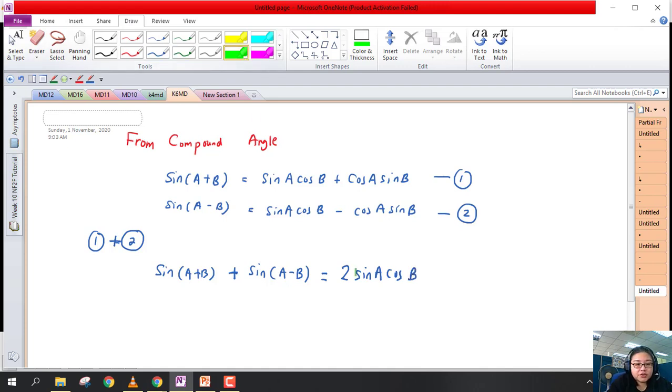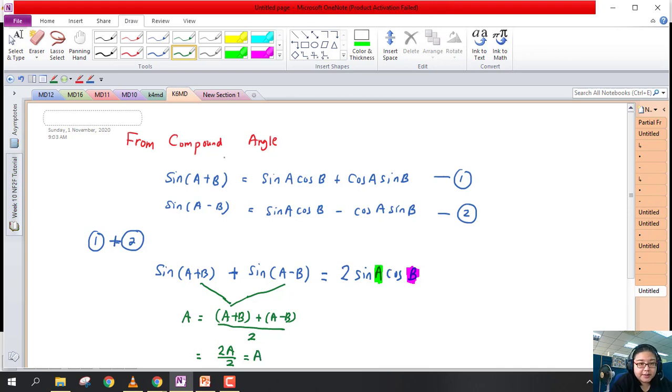From here, you should notice how I can get the A and how I can get the B. Take a look. In order to get the A, you will find that actually A is the summation of these two, divided by 2, the average. For example, A plus B plus A minus B divided by 2 equals 2A over 2, which is A. So this is how we get it. The same thing goes for the B.